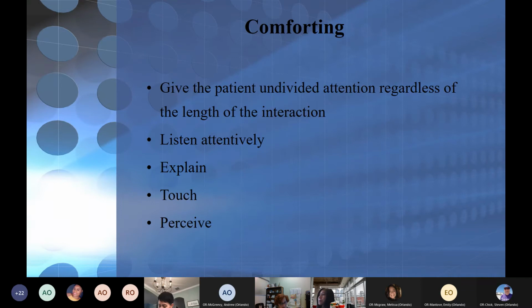Comforting is something that we just have to do. Remember, we want to give our patient as much attention as we can, regardless of the length of the interaction. And I think that's important. We need to give them undivided attention because our patients need to be comforted. Even when they're in pain, we want to comfort them so that will help them to relax. We also want to be able to listen to them carefully, hearing everything, and let them do a lot of talking if necessary. And we want to explain and clarify anything that they have questions about. And of course, think about the power of presence.